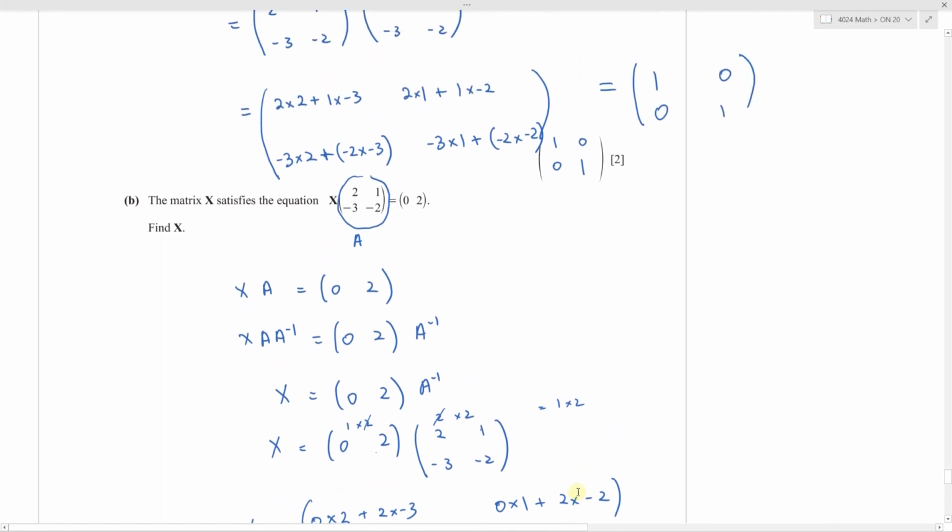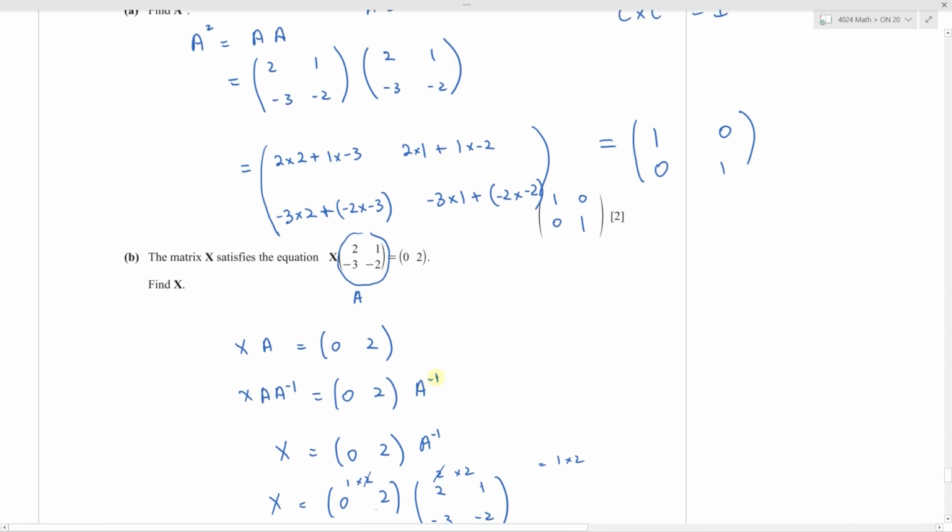And now I can actually show that A inverse is actually A itself. So let's start with A. You're given A equals 2, 1, minus 3, minus 2. To find the inverse, you first need to calculate the determinant. So determinant of A is 2 multiplied by minus 2, AD minus BC, and then minus 1 multiplied by minus 3. So this is minus 4, minus minus 3, which becomes plus 3. So minus 4 plus 3 is minus 1. So this is your determinant.